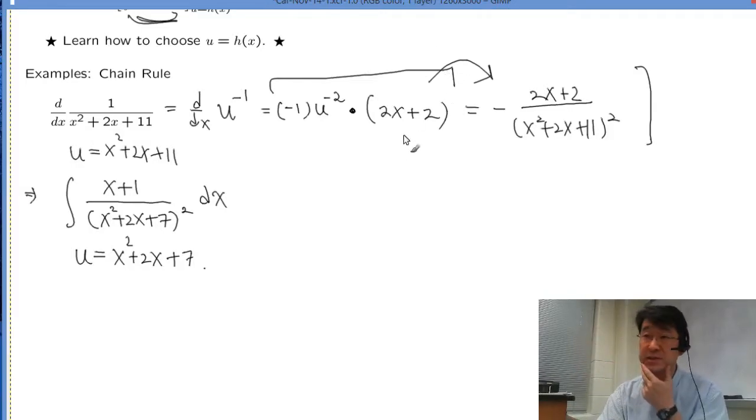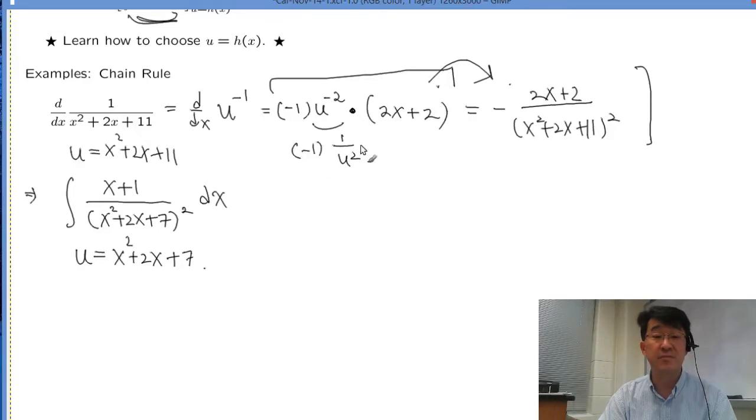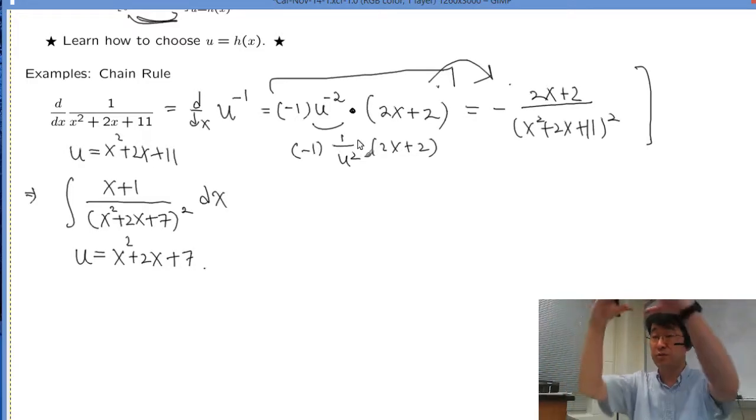Let me hear it first. This one, is the bracketed part in question, or going from here to there? Okay, so that one belongs to the numerator. This one is the same as 1 over u squared, and negative 1 times 2x plus 2. So that can all be collected in the numerator.